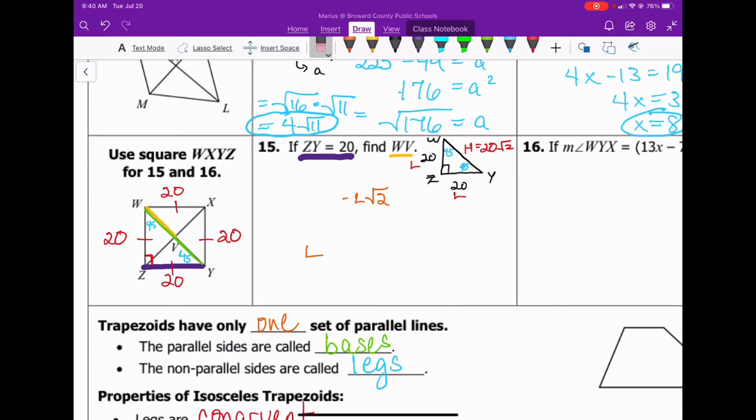Now I'm going to erase all of that. And we know that WY, like I said before, to find WV, WV is half of WY. So let me write that out. WV is equal to 1/2 WY. Now, some people may be asking, why is that?